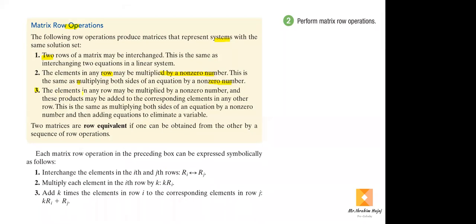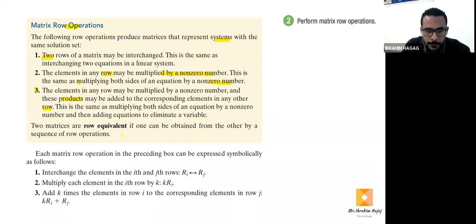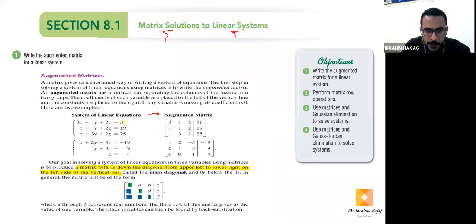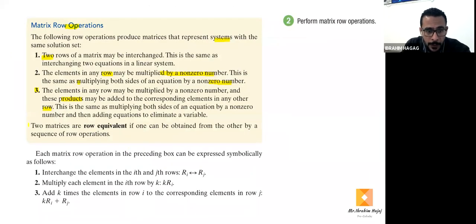Third, the elements in any row may be multiplied by a non-zero number, and these products may be added to the corresponding elements in any other row. This is the same as multiplying both sides of an equation by a non-zero number and then adding equations to eliminate a variable. When you solve the system of linear equations, you can multiply the first equation by -1 and then add the resultant equation to the second equation or the third one as your elimination way.